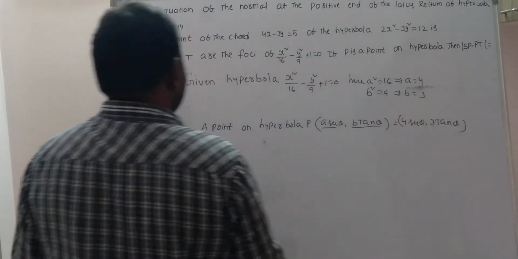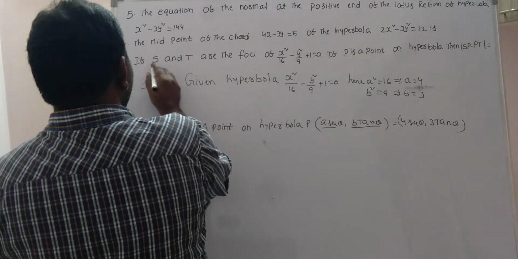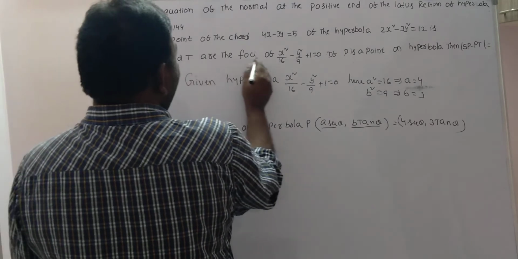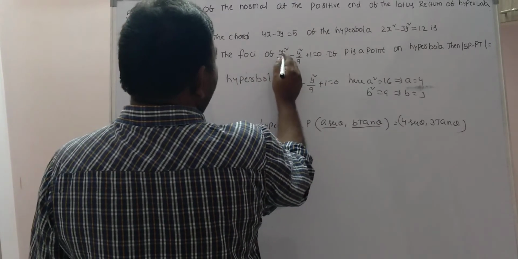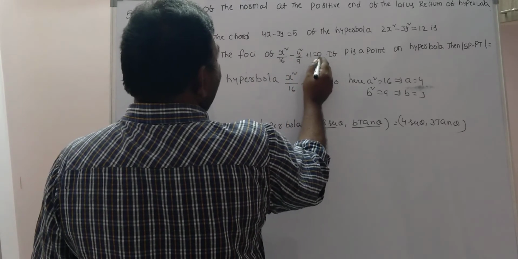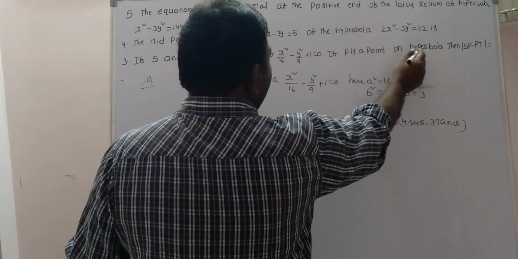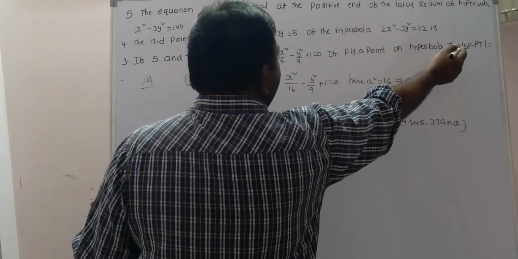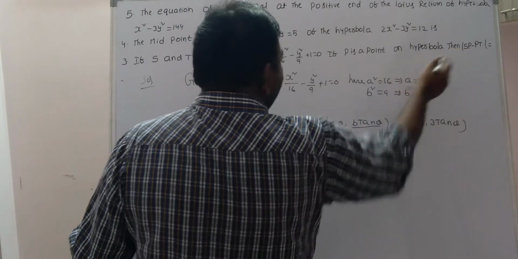Leave it. So here, what do you want? It gives us the foci of the hyperbola x square by 16 minus y square by 9 plus 1 equal to 0. If P is a point on the hyperbola, then find the modulus of SP minus PT.